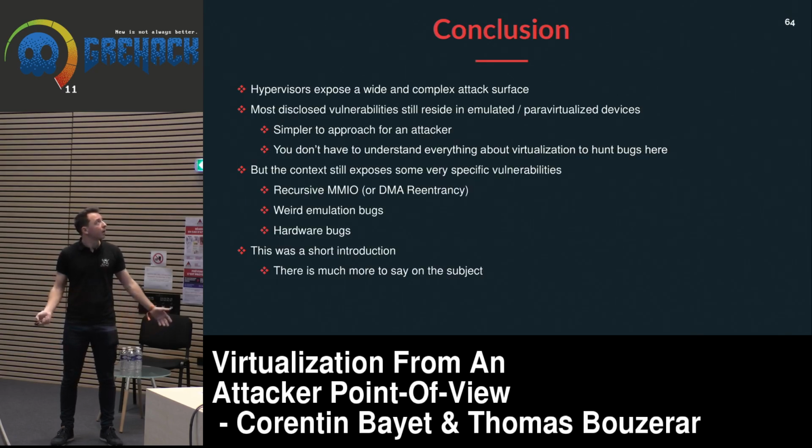So to conclude, the hypervisor exposes a very, very wide and complex attack surface. Most disclosed vulnerabilities you can find reside in emulated and paravirtualized devices, like the bug I presented in the TPM device or the MMIO emulation. Because it's way simpler to approach for an attacker, because you have classic C bugs and you don't have to understand everything about virtualization to handle bugs here. But you still have to keep in mind the context, because it can expose some very specific vulnerabilities.